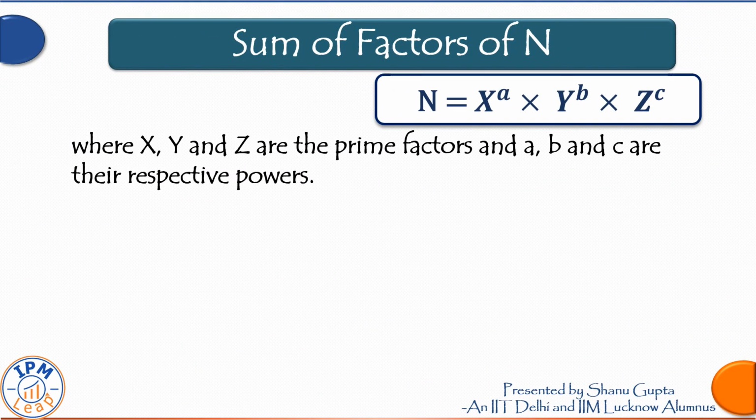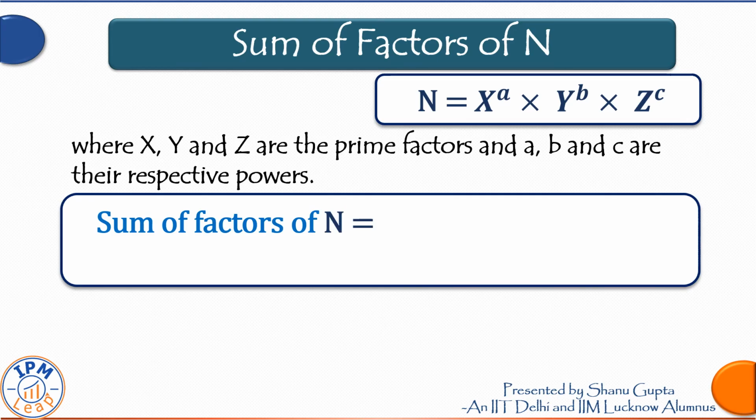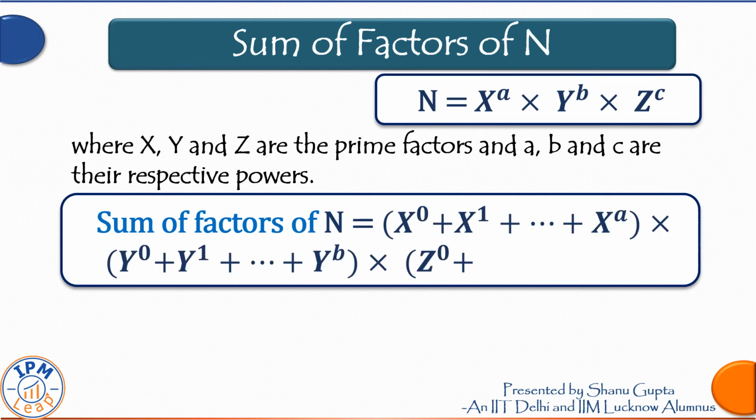Now this simple trick works for any general number n. If n is prime factorized as x raised power of a into y raised power of b into z raised power of c, then for sum of factors, we add up all powers of x from 0 to a, we add up all powers of y from 0 to b, and all powers of z from 0 to c. Then we just need to multiply these 3 numbers.